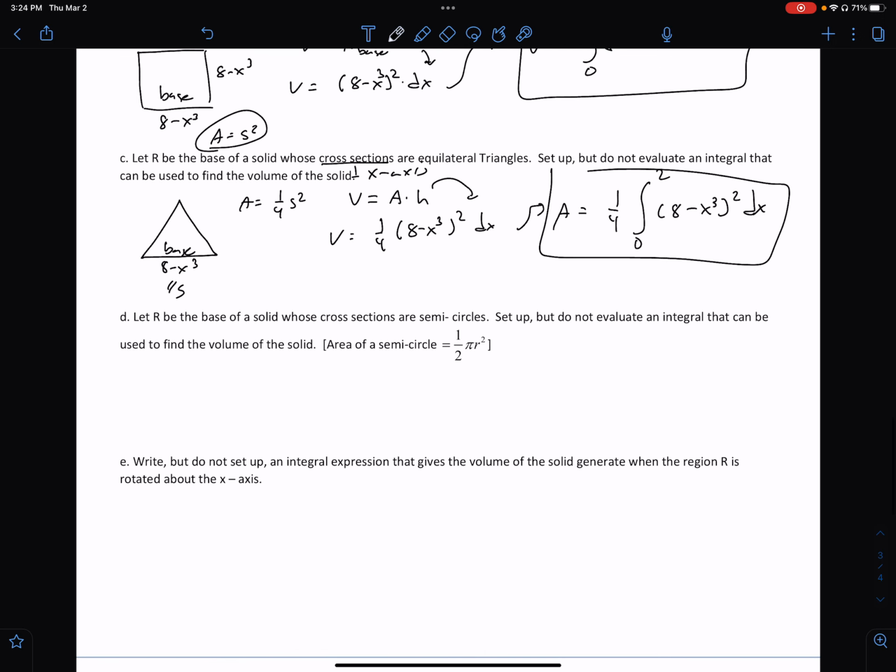So let R, next one, again, be a cross section whose areas are semicircles. So if I draw a semicircle here, be careful. This one's a little bit tougher. It is a little bit harder here. So if I draw my semicircle, like so, there it is. There's my base, which we know is 8 minus x cubed.